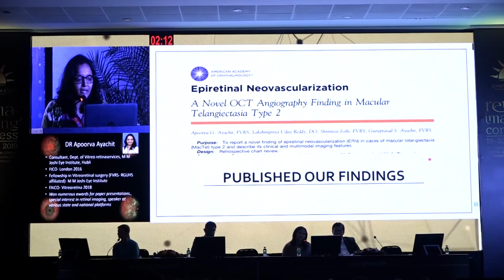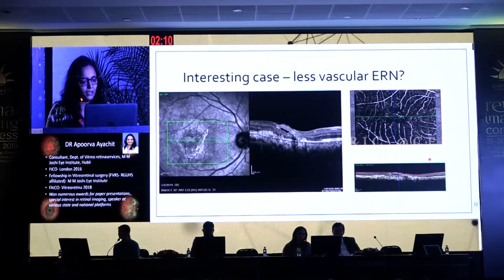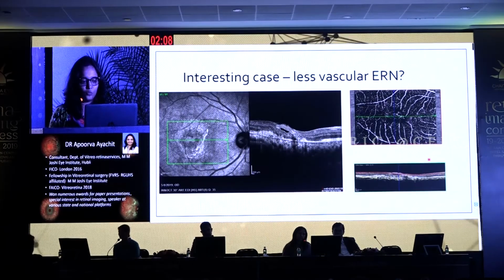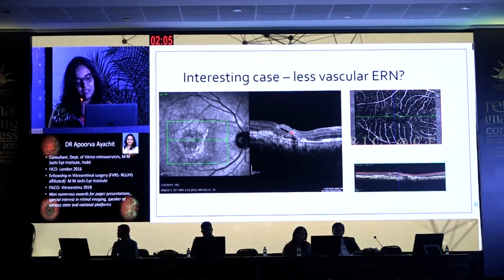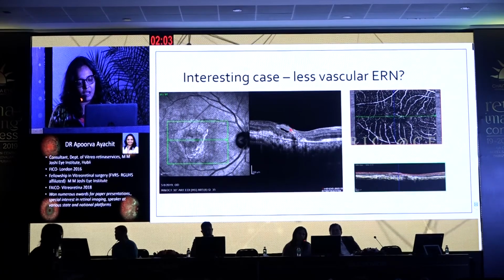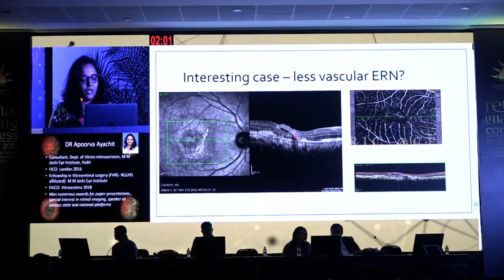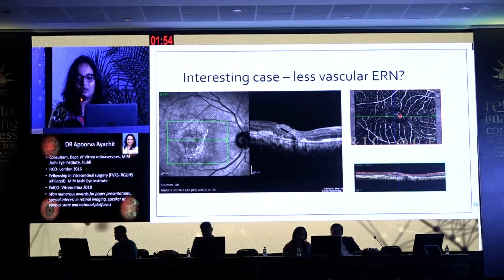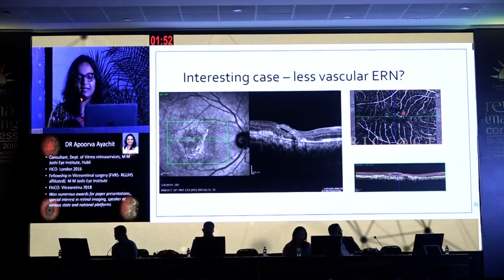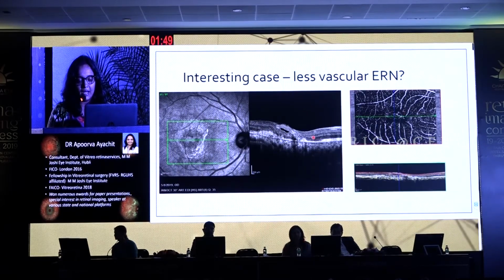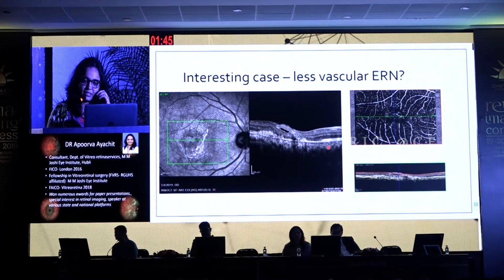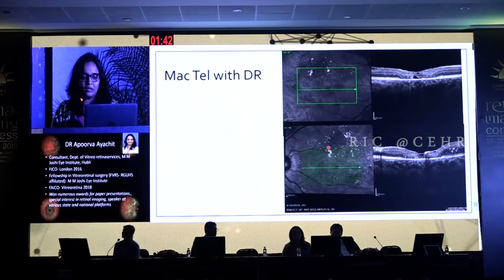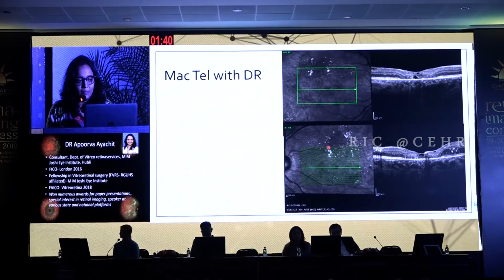So we published our findings in Ophthalmology Retina, and after that, we had a few more cases. This was a very thick, tough kind of membrane, like you can see its course right from here. There's also an associated CNVM, and the vascularity did not correspond to the thickness, and the flow signal was also not seen. So we deduced that this is probably a less vascular ERN. And what are the other implications?